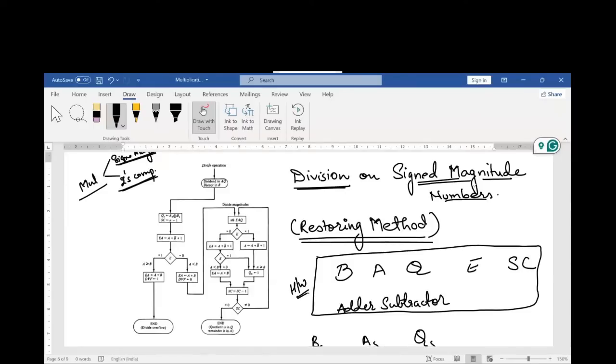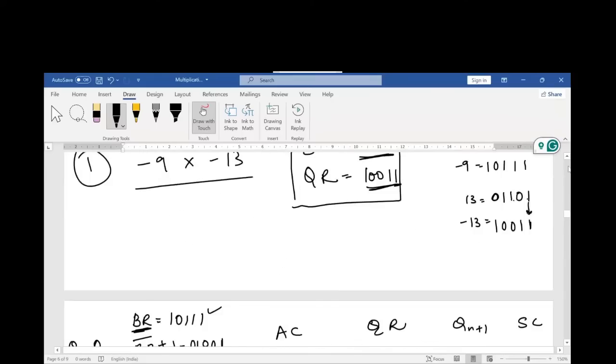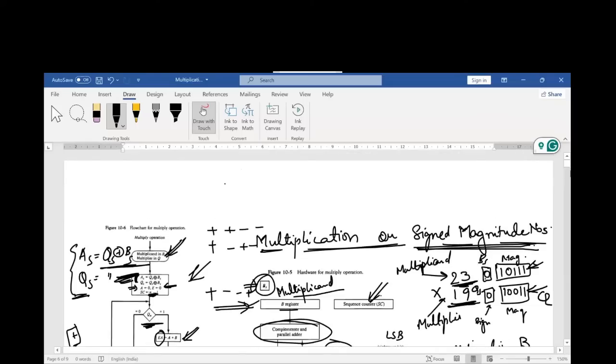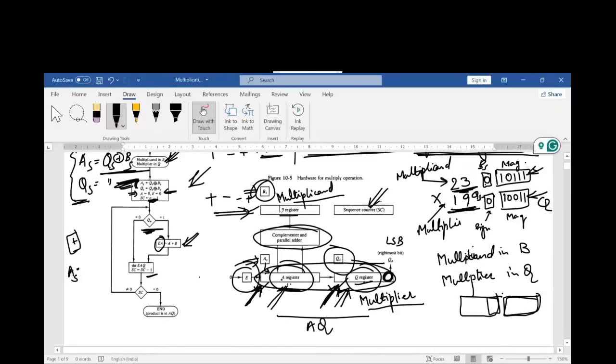So now, first of all, let us quickly start off. I'll first show you the hardware configuration, what hardware components are required for performing division on signed magnitude numbers. This method is also known as the restoring method. I'll let you know why. But first of all, let us see the hardware. It's the same as the one which you had seen for multiplication on signed magnitude numbers. Let me see if I have it over here. Yes, it is. So here again you will be requiring the same hardware architecture.